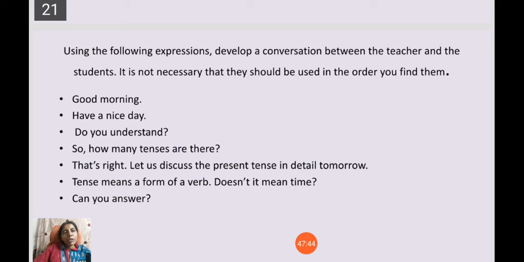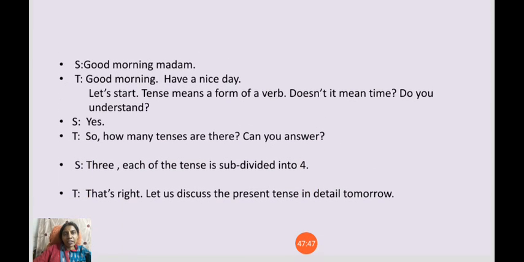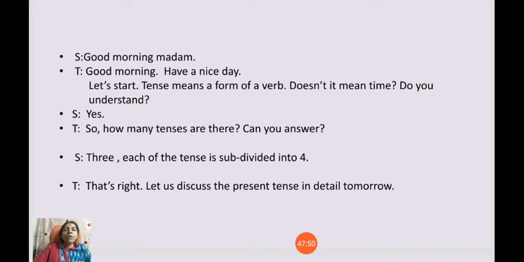Okay, now look at the answer, how I have generated the conversation. Good morning, madam. Good morning, have a nice day. The teacher is greeting here, have a nice day. And generally, when it comes to the class, she starts the lesson. Let's start. Tense means a form of a verb. Doesn't it mean time? And it is given in the conversation. Do you understand? So here I am using that. Do you understand? Then the student says yes.